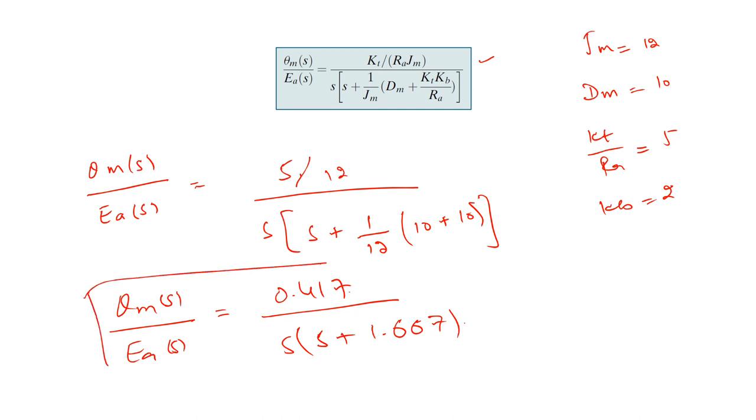So we have found theta m divided by EA, but if you read the statement of the question closely, we were actually asked to find theta L divided by EA. Now the question is, how do we find theta L divided by EA? We don't know the expression for theta L divided by EA. But actually, there is a relationship between theta L and theta M.